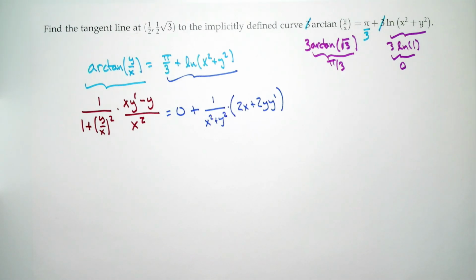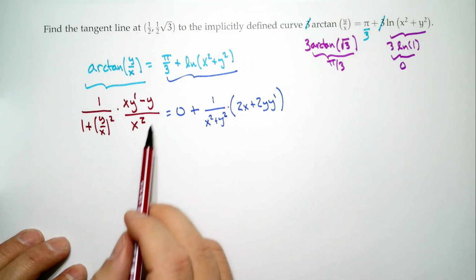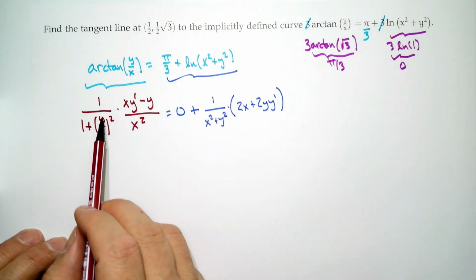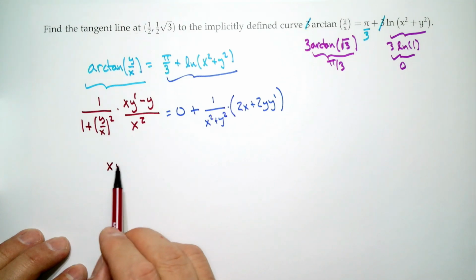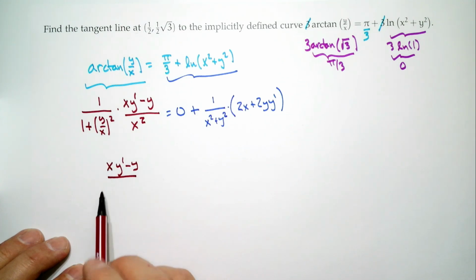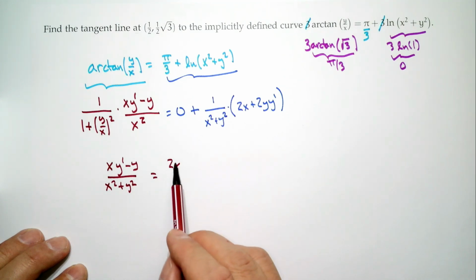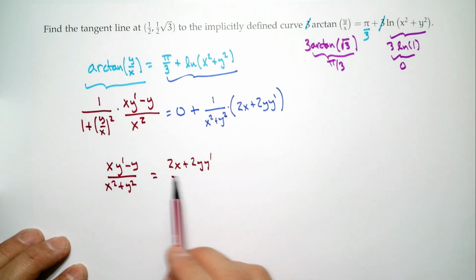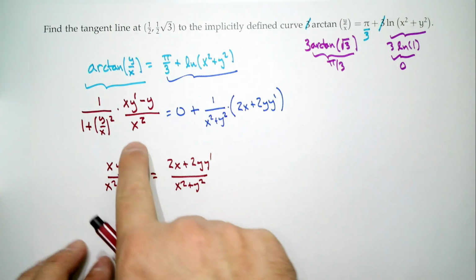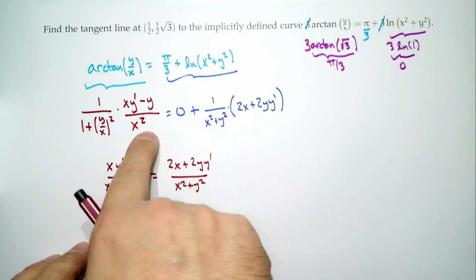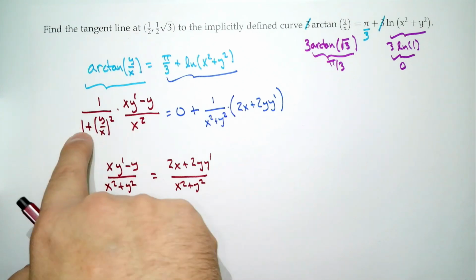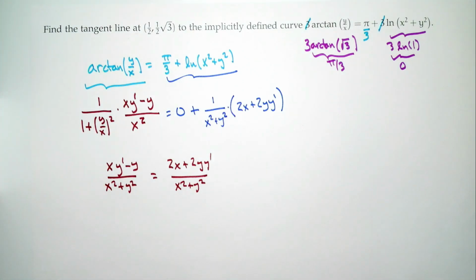Yes. Okay. Cool. Now, before we evaluate, I will point out one thing. If you multiply here, notice you have an x squared, and here you have a y squared over x squared. So you get x y prime minus y over x squared plus y squared. And that's going to equal 2x plus 2y y prime over x squared plus y squared. So I'm multiplying the x squared through. So the x squared cancels on the last term. That's why you get the y squared, and then x squared times 1 is x squared. What happens next?